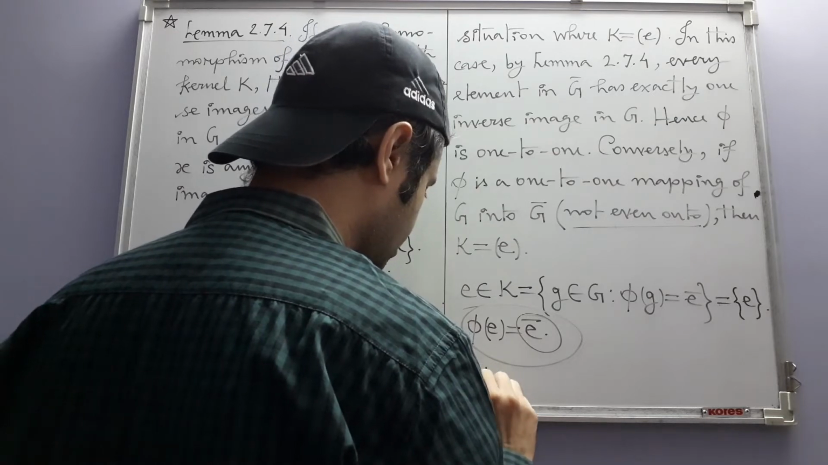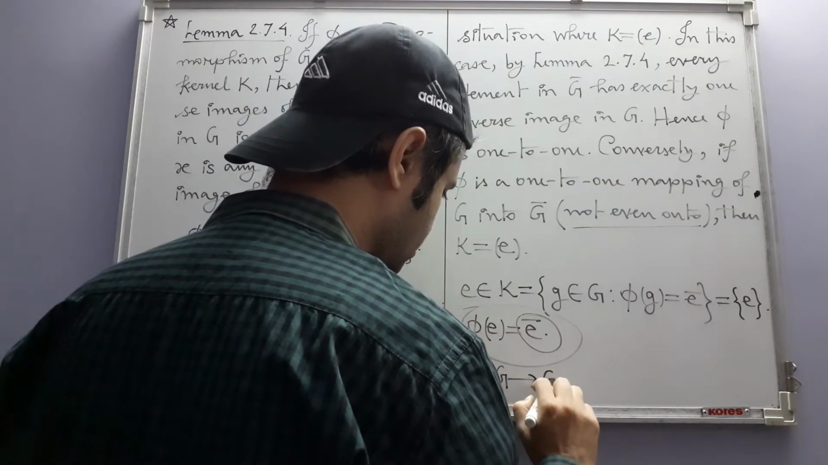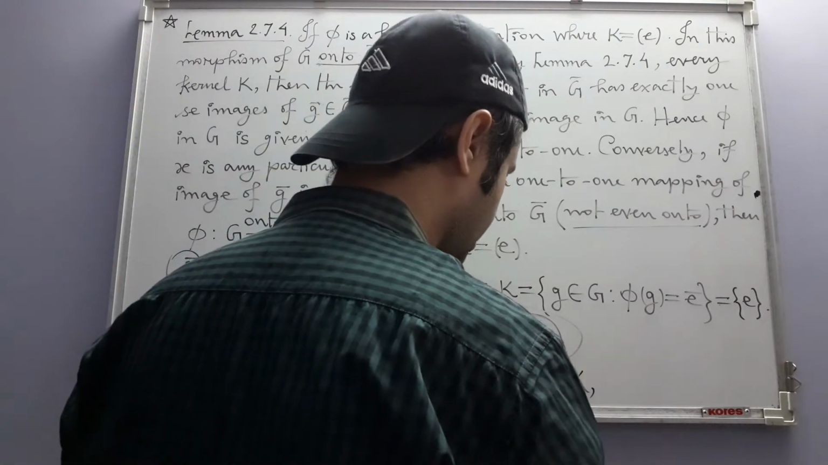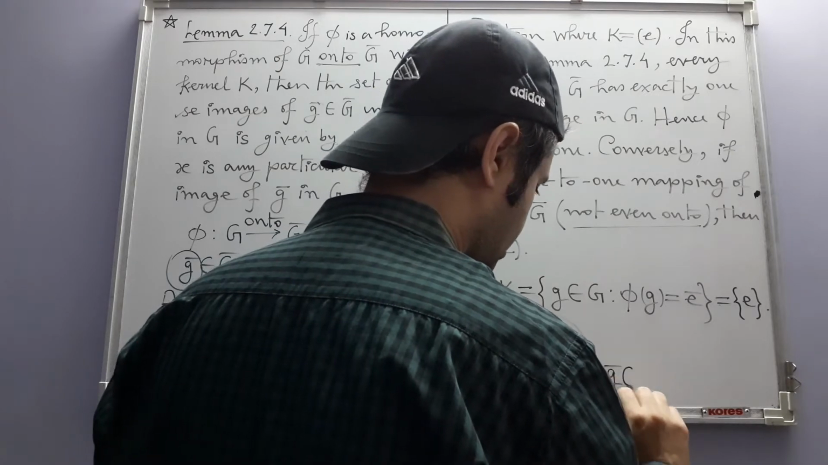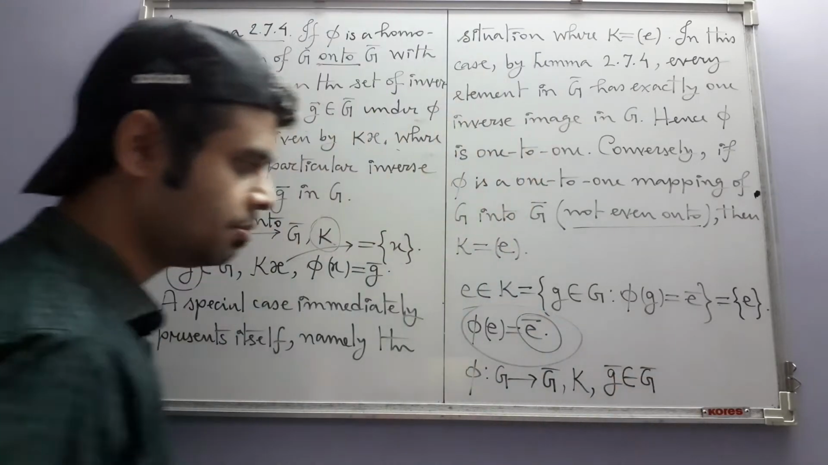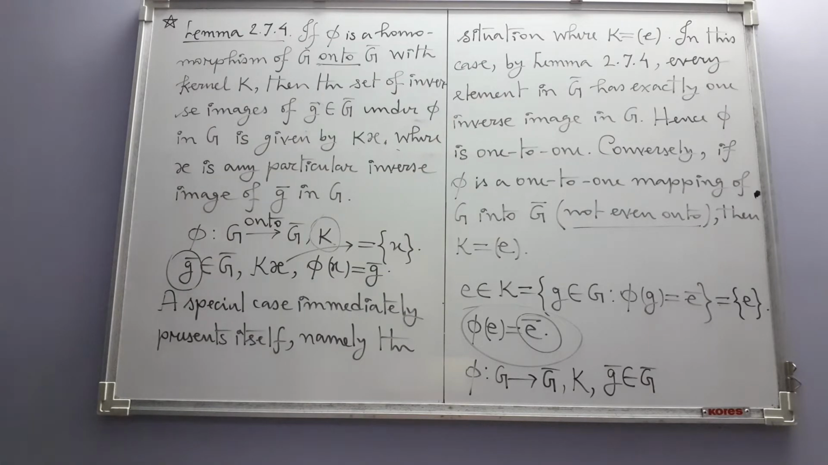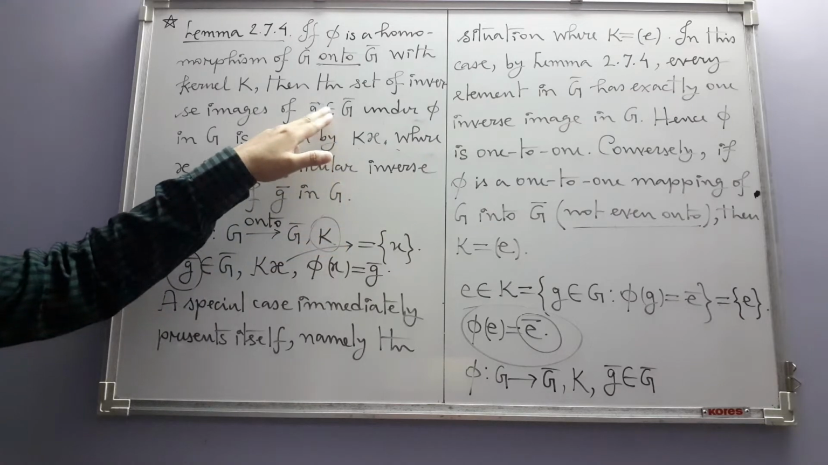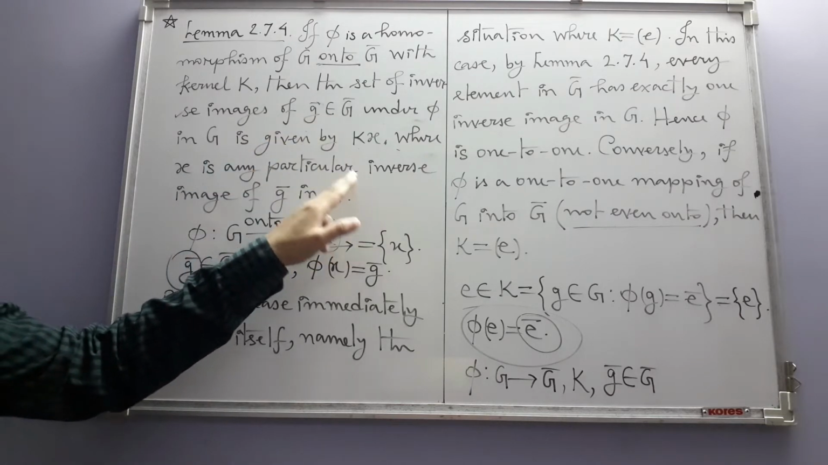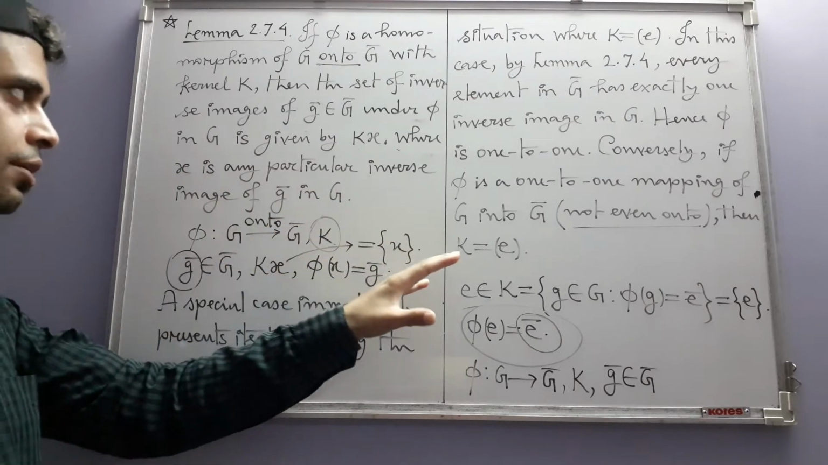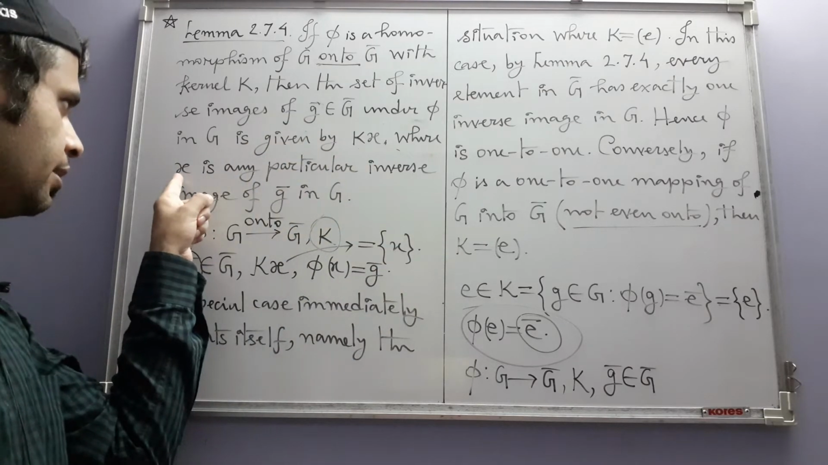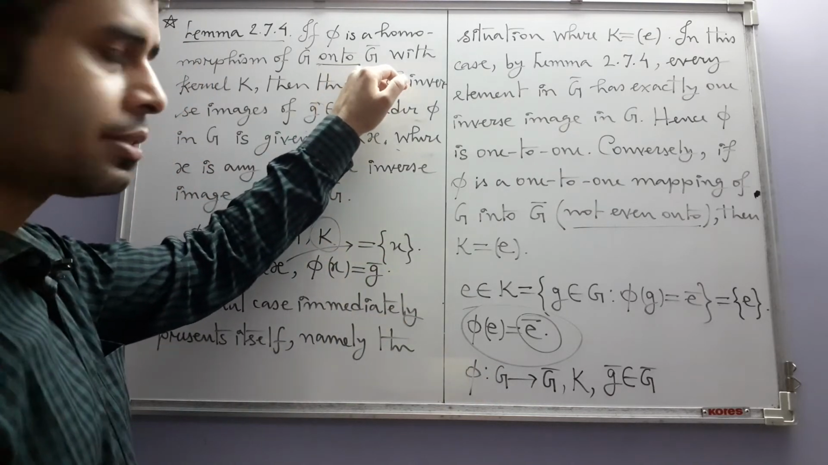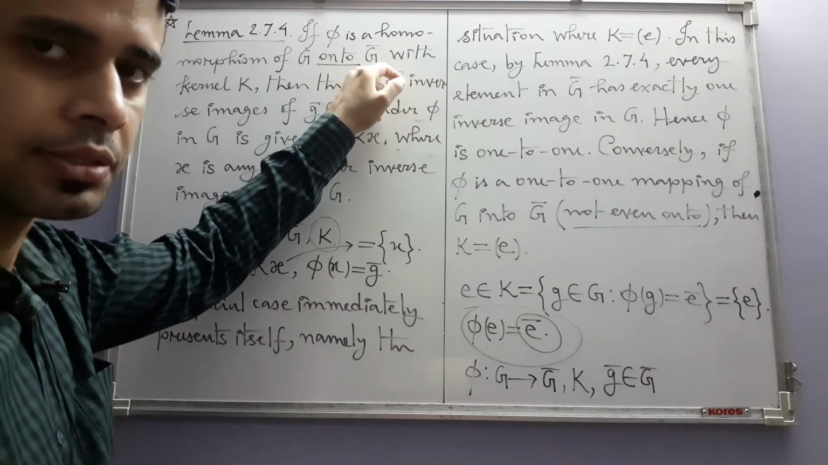Say phi is a homomorphism from G into G bar. This phi may or may not be onto, with kernel K, and say you have chosen G bar to be any element in G bar. Now you look at the conclusion of the lemma. The conclusion says these things, where we need an inverse image of G bar, which here we have written as X. Onto-ness tells us that at least one X exists.